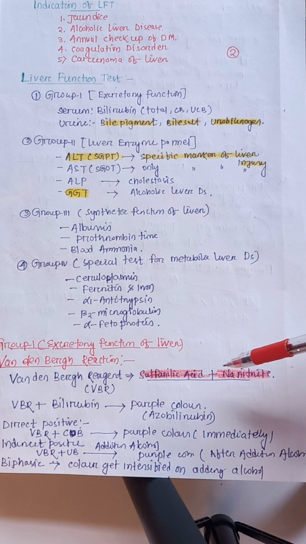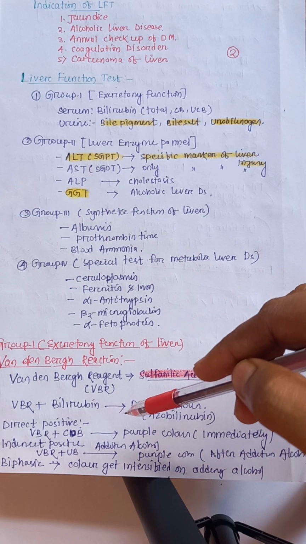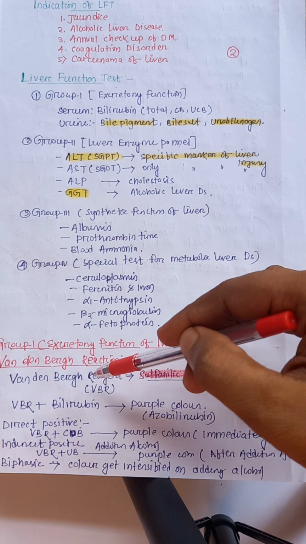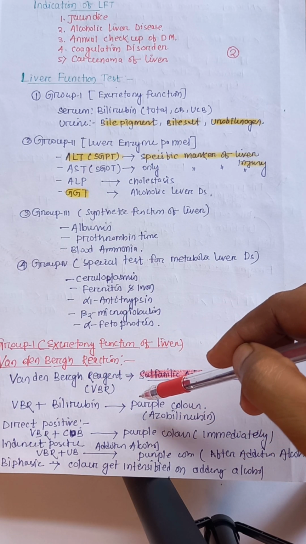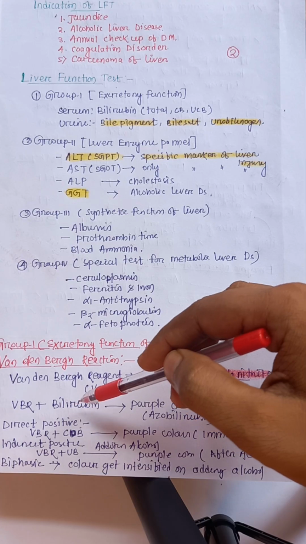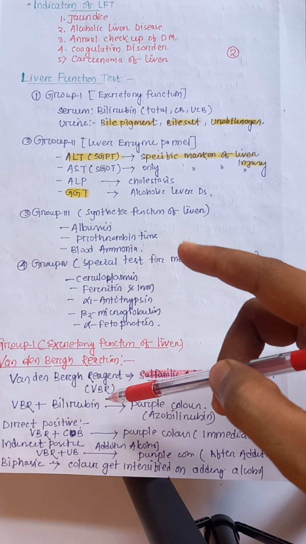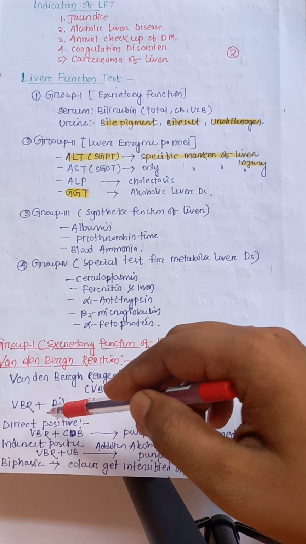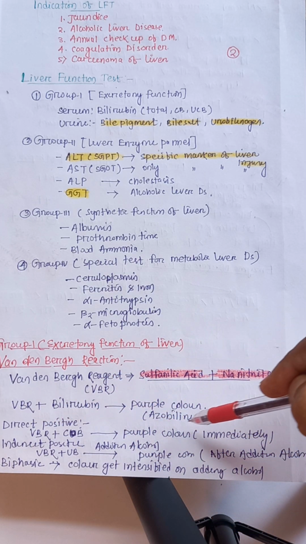Let's see group 1, that is the excretory function of the liver. One is called the Van den Bergh reaction. You will be very acquainted with this term, where there is a reagent called Van den Bergh reagent. This is sulfanilic acid and sodium nitrite, and these two are reacted. One thing to remember, Van den Bergh is tested in the blood serum, not in the urine. Van den Bergh reaction plus bilirubin, you will get a purple color ring.